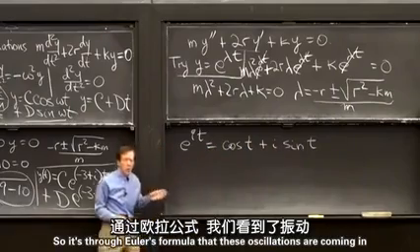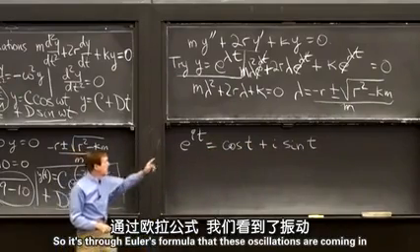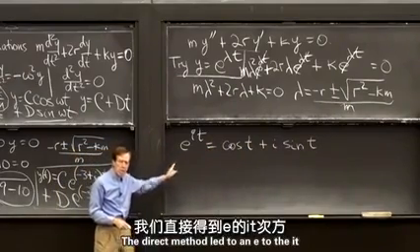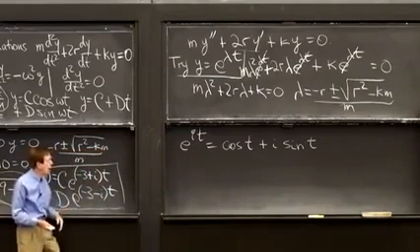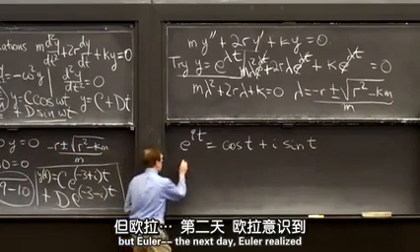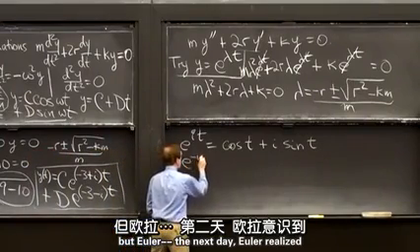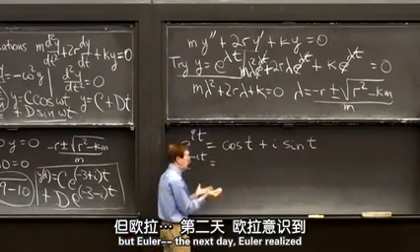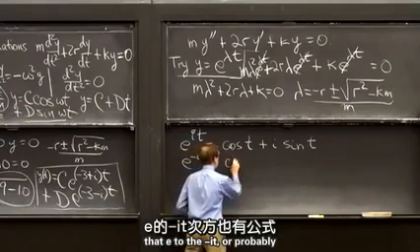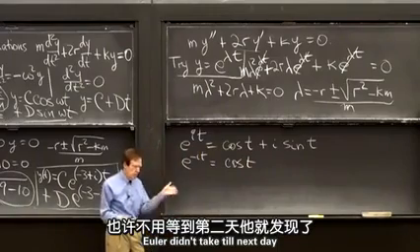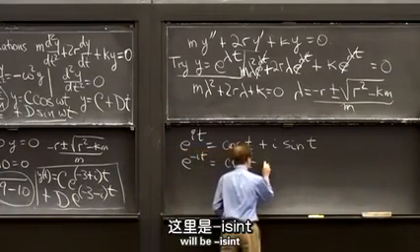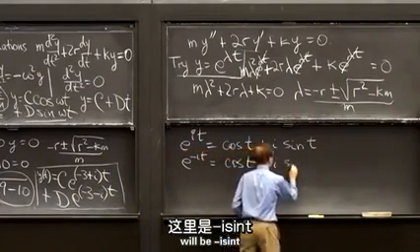So it's through Euler's formula that these oscillations are coming in. The direct method led to an e to the it. But the next day, Euler realized that e to the minus it, or probably being Euler, it didn't take till next day, will be cosine t minus i sine t.